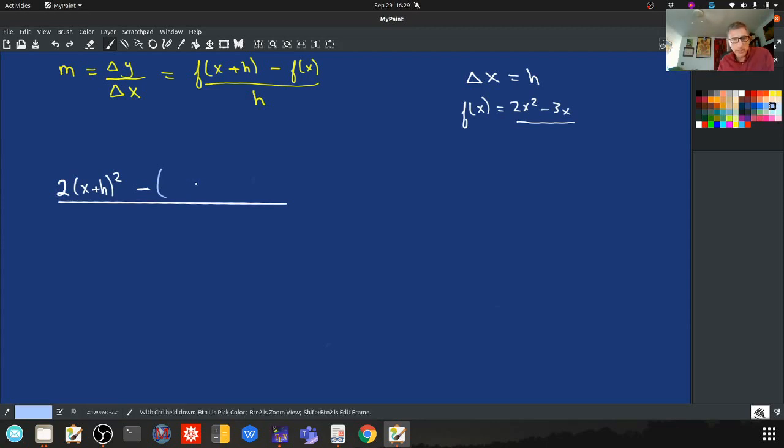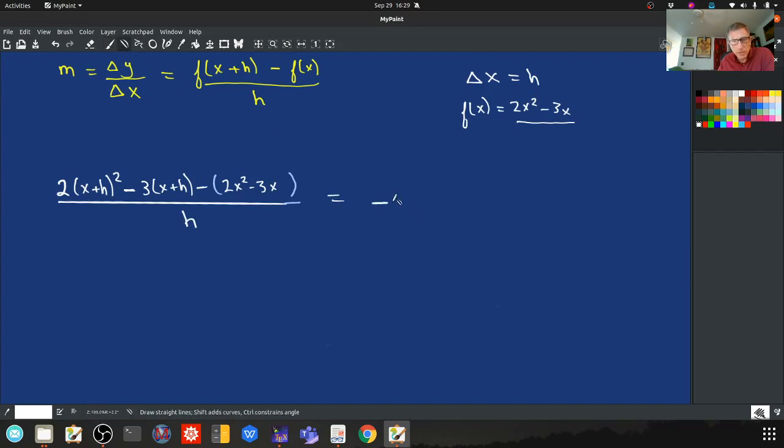I'm not ready to do f of x because I haven't got all of f of x plus h in there. And now we want to put our parentheses in there because we're subtracting more than a single term, and that's going to be 2x squared minus 3x over h. So let's go ahead and simplify.